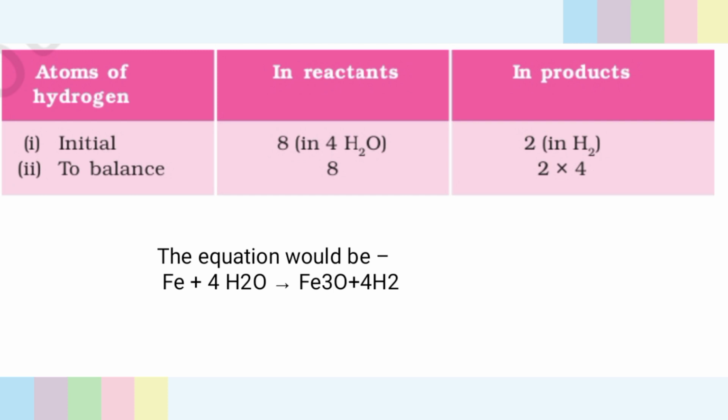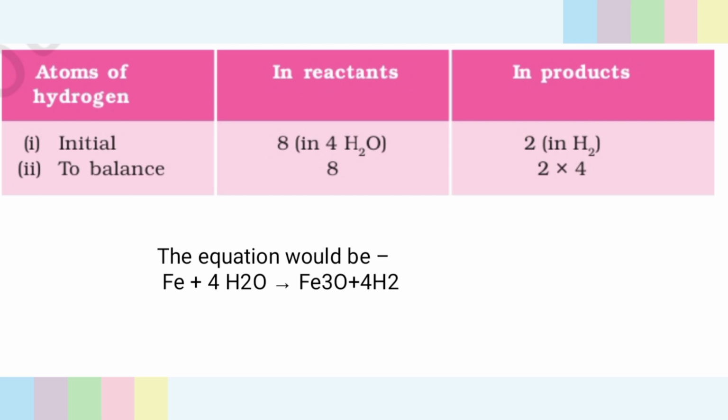We have H2 gas released out, right? That will multiply with the coefficient 4, that is 4 into 2, that becomes 8. 8 atoms of hydrogen on the product side and 8 atoms of hydrogen on the reactant side. Now the hydrogen atoms are balanced. So when we got this balanced, we will write the skeletal equation, Fe plus 4H2O giving Fe3O4 plus 4H2. Now the oxygen atoms and the hydrogen atoms are balanced.